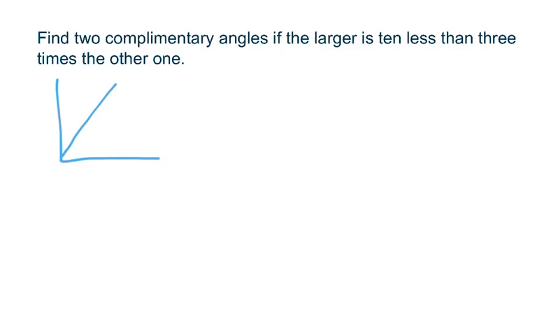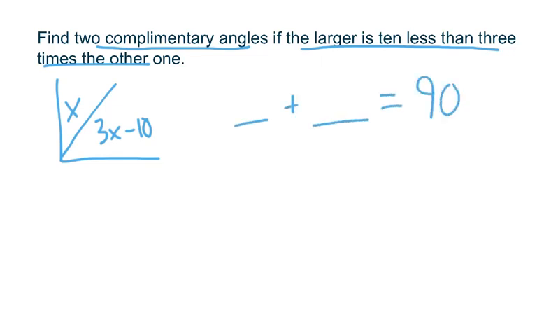So let's see here. Complementary, so we have the 90-degree thing going on here. The larger is 10 less than 3 times the other. So one of these is going to be x. The other one, 10 less than 3 times the other. Now be careful. That's 3x minus 10, not the other way around. So now that I've drawn it out, I'll use my placeholders. Two angles have to add up to be 90 degrees. So I have x, 3x minus 10.